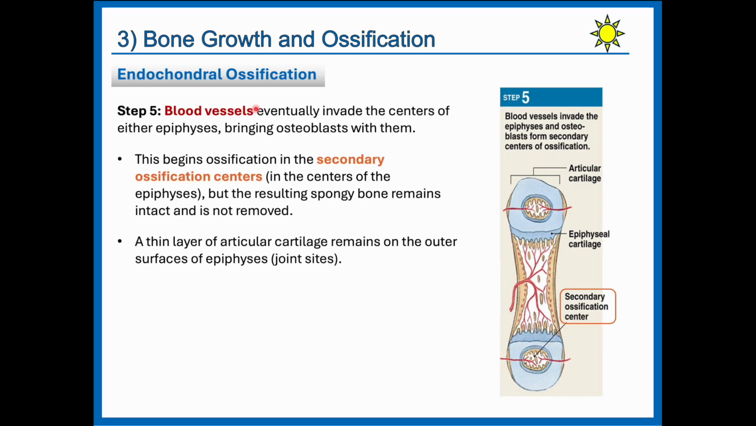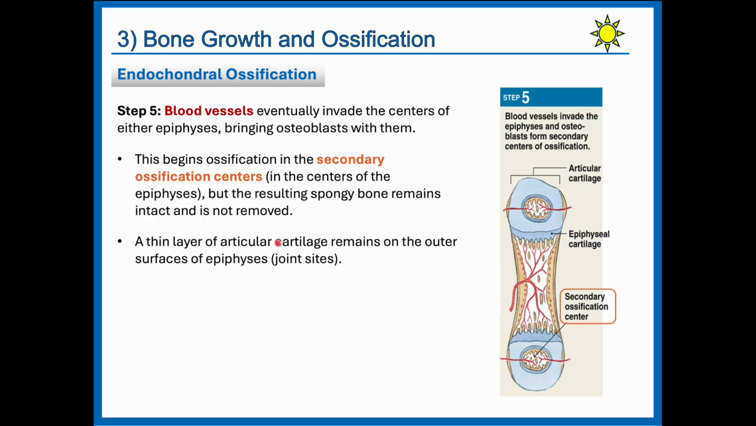Then step 5, blood vessels eventually will invade the centers of the epiphyses here and here. So this is like a secondary ossification center made, right? So this begins ossification of secondary centers, right? We start making bone over here separately to the middle part. So in the centers of the epiphyses, you're going to have bone building, but the resulting spongy bone remains intact and is not removed. Here, spongy bone was removed, but here we will leave spongy bone, right? We saw that in our picture.